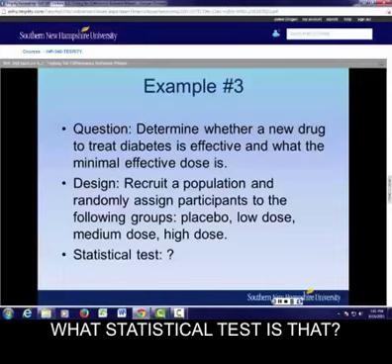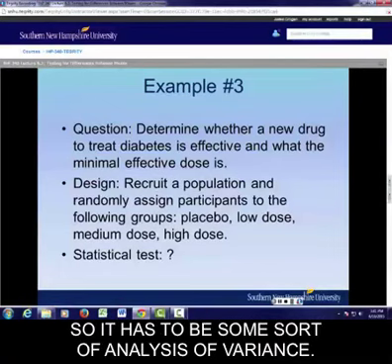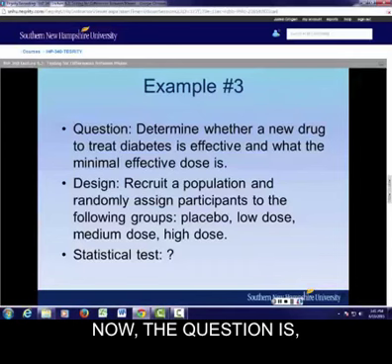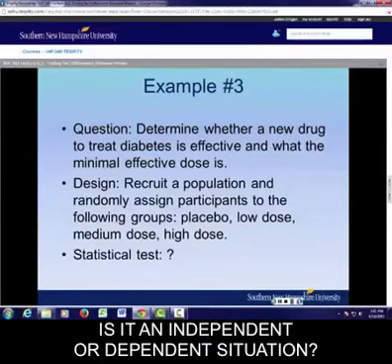What statistical test is that? Well, it's 4 groups, and so you can't use a t-test anymore because a t-test is only for 2. So it has to be some sort of analysis of variance. Now the question is, for this analysis of variance comparing 4 groups, is it an independent or dependent situation?